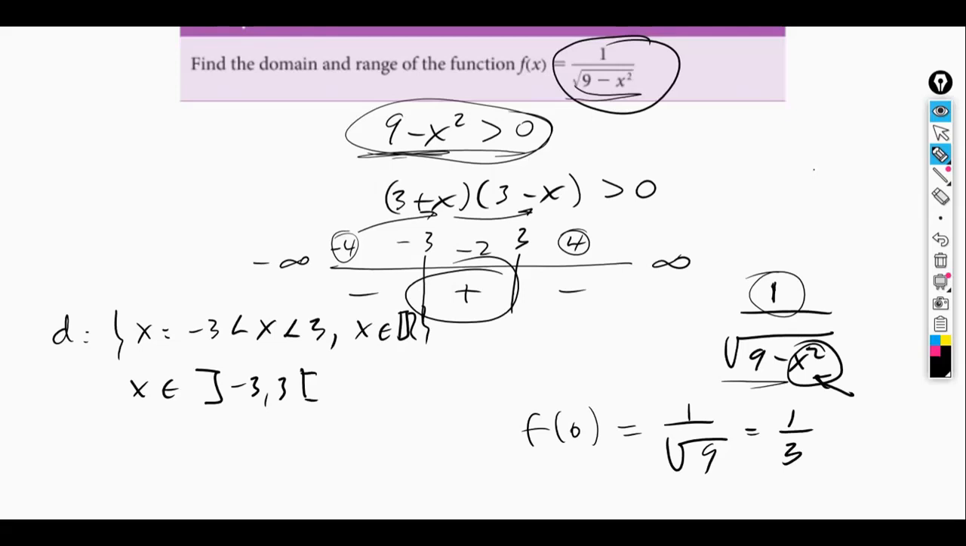So what this means, therefore, is that the range is going to be y such that y is greater than or equal to 1/3, and y belongs to the reals. Or in interval notation, y belongs to, in this case, we need a close bracket, because 1/3 is in the range. So 1/3, comma, infinity.